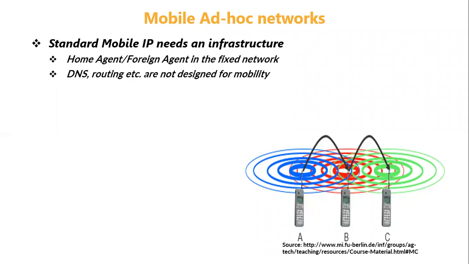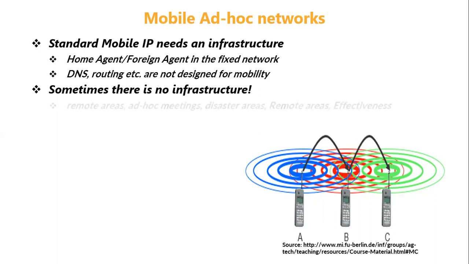For example, a tower is a fixed infrastructure from where the mobile signals are received and two mobiles are able to connect. And also domain naming services, routing, etc. All these are not designed for mobility. Actually, they are designed for fixed networks, and these are adopted by mobile IP. So the point here is, even though the end devices are mobile, the infrastructure is not mobile. The infrastructure is a fixed infrastructure.